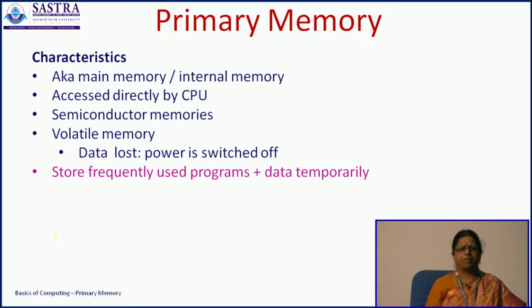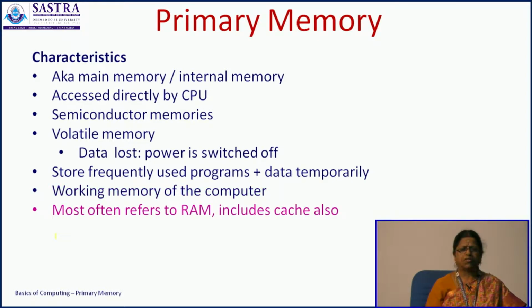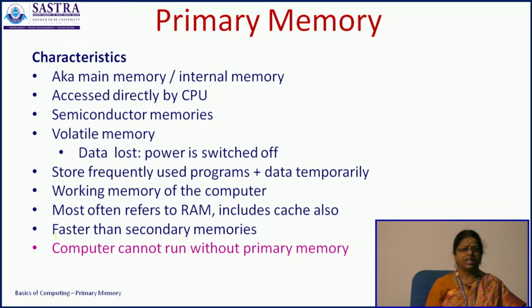This kind of primary memory is used to store programs as well as data temporarily. In that sense, we can also call it the working memory of the computer, because the computer stores all its execution onto this primary memory. Most often, we refer to this as RAM. We include cache also. These primary memories are faster than secondary memories. A computer cannot run without the primary memory. So these characteristics make up the nature of primary memory.